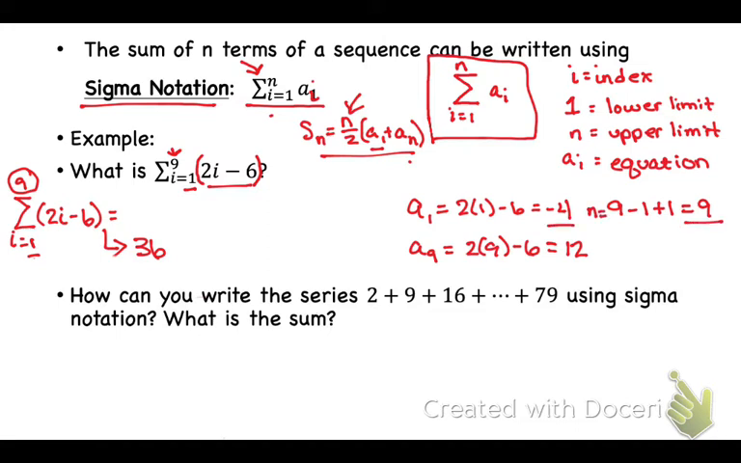A sub 1 is negative 4, and A sub 9 is 12. Do we have everything I need for this formula? Yes. So we're going to have 9 over 2 times A sub 1, which is negative 4, and positive 12 is A sub n. And 9 over 2 is not even, so I'm going to leave it, and hopefully I can reduce and not have to have a decimal. So what's negative 4 plus 12? 8.